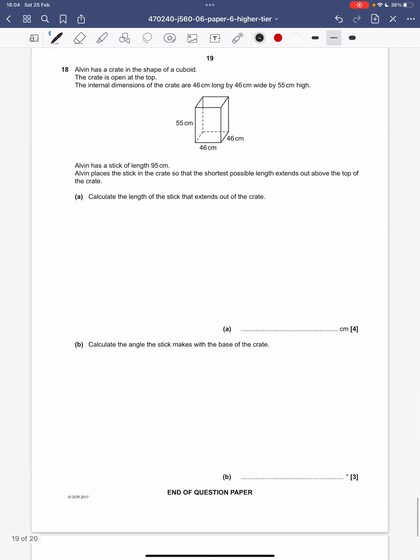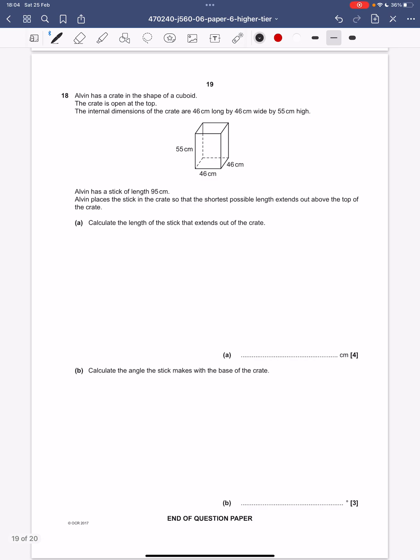Right, last question. Alvin has a crate in the shape of a cuboid. The crate is open at the top. The internal dimensions of the crate are 46 by 46 by 55. He has a stick of length 95. He places the stick in the crate so that the shortest possible length extends out above the top of the crate. Calculate the length of the stick that extends out of the crate.